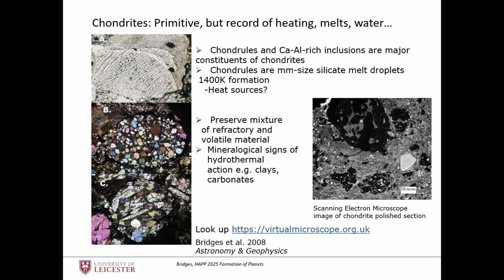There are also, here we see some in an electron microscope image, clays, carbonates, iron oxides, which need water, liquid water. So what on earth is liquid water doing on a small planetesimal? What are the heat sources? A lot of mysteries here. And I do recommend, do have a look at the virtual microscope. It's a really fantastic resource, lots of images, all sorts of different meteorite kinds.